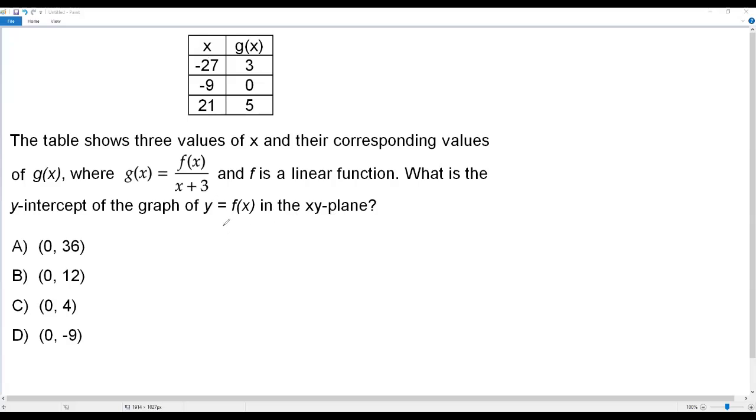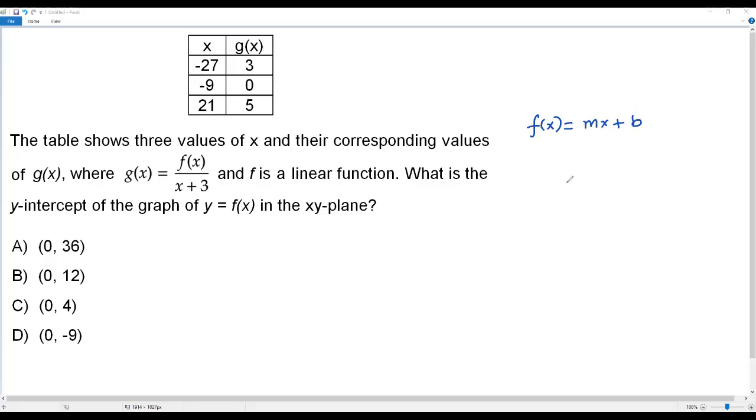Okay, so here the target of the question is to find the y-intercept of the graph of f of x, and the question clearly says f is a linear function. Since f of x is a linear function, we can write f of x in slope-intercept form, that is y equals mx plus b. Here we already know that m represents the slope and b represents the y coordinate at the y-intercept.